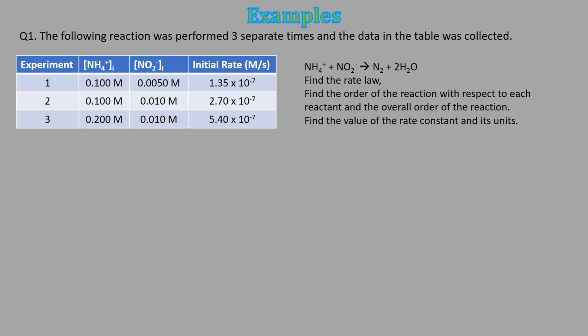All right, so first example. We have this reaction right here, and we did the reaction three different times, and each time we started with a different amount of ammonium and nitrite. The first time we did it, we had 0.1 molar ammonium and 0.005 molar nitrite. The second time it was 0.1 and 0.01. The third time it was 0.2 and 0.01.